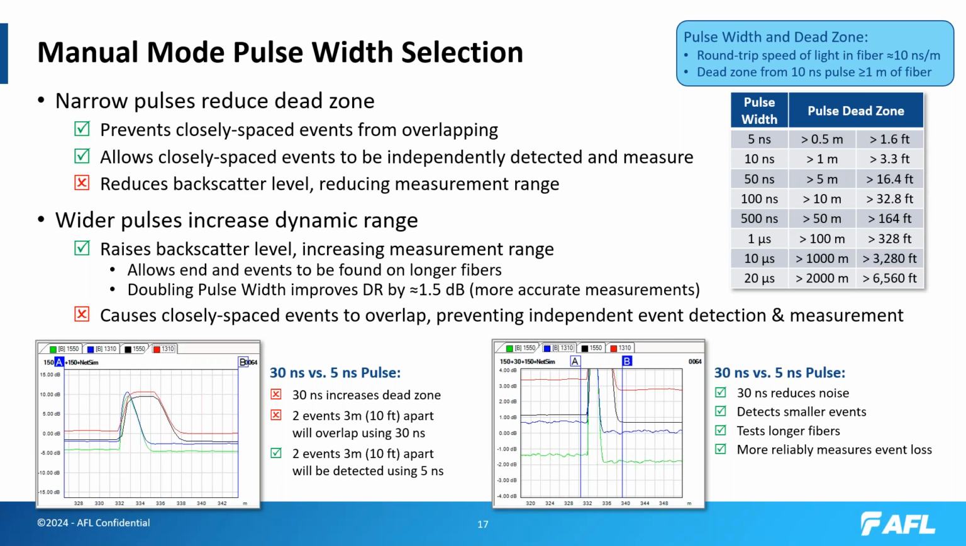However, the drawback is it causes these closely spaced events to overlap, preventing independent event detection and measurement. And you can see in the graph here that the backscatter level of the red and black traces is higher than the blue and the green 5 nanosecond traces. And the signal levels are cleaner, less noisy than what you see in the blue and the green signals.